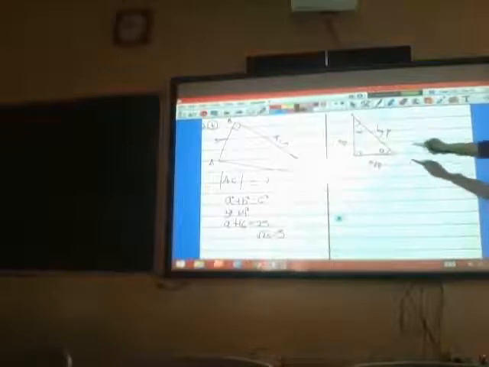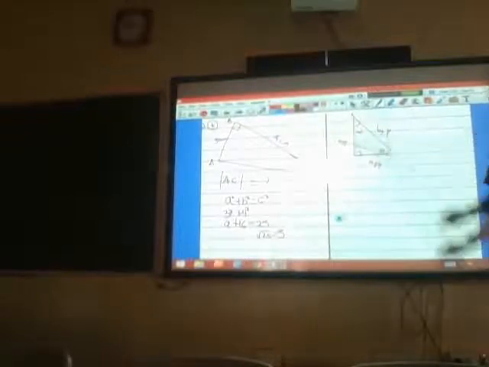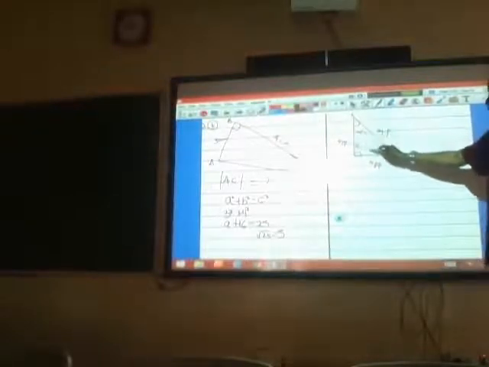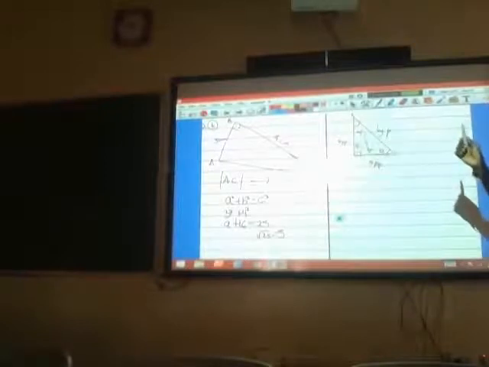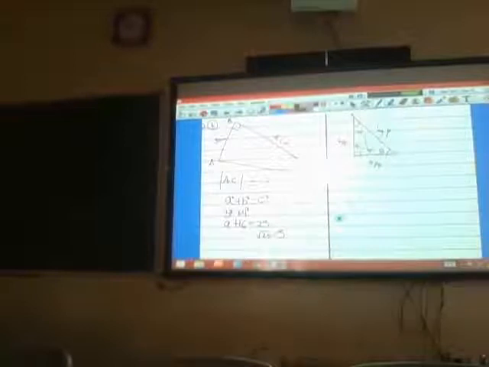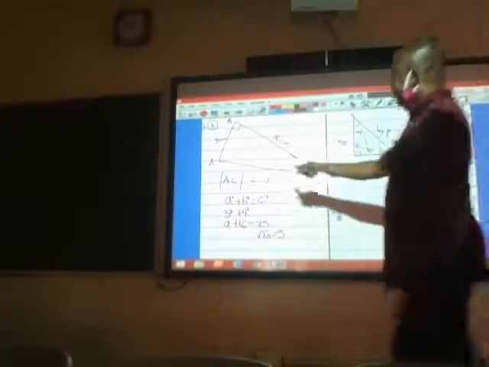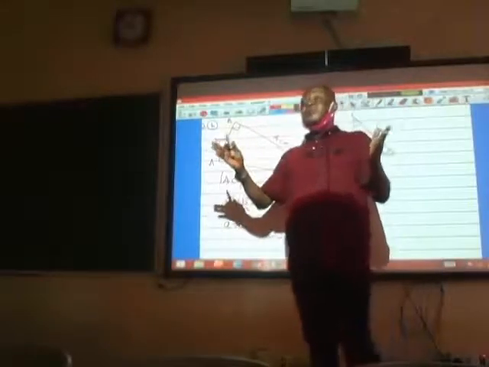So before you consider a side to be opposite, you must consider an angle. If you consider this angle, this is opposite. If you consider this angle, then here becomes the opposite. So that's why, in order to state it, you say in a right angle triangle, the square of the hypotenuse is equal to the sum of the squares of the other two sides. So that's what you apply now. Whenever you are looking for the hypotenuse, you add the squares of the other two sides.